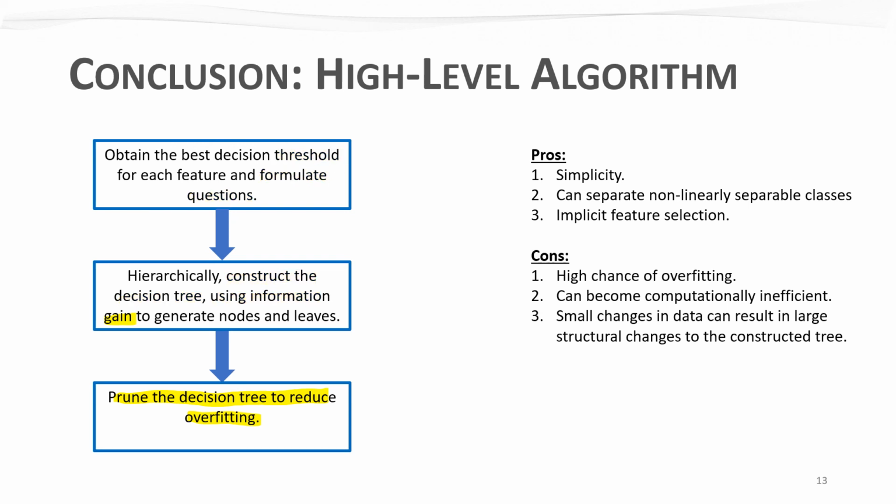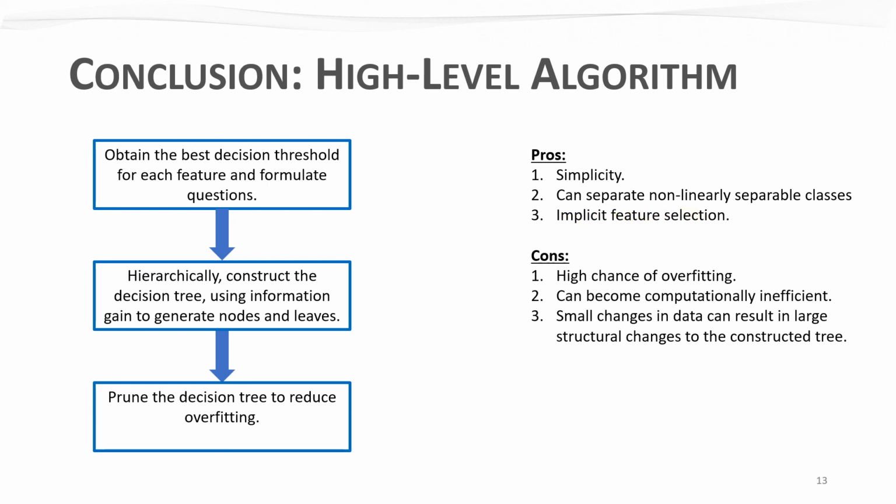For the pros of decision trees, they are simple and easy to understand. They can separate non-linearly separable classes, which is something that a simple linear classifier cannot do. They also exhibit implicit feature selection, so unimportant features will not be used in the decision tree, and we can remove them from the model.